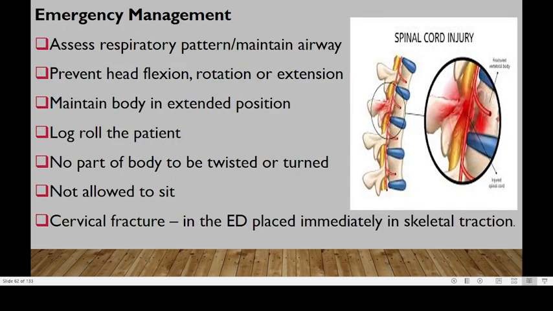Here you need to assess the respiratory pattern, prevent head flexion, rotation and extension, and maintain the body in an extended position. In case of movement, you log roll the patient, so no part of the body should be twisted or turned. The patient is not allowed to sit. A cervical fracture in the ED should be placed immediately in skeletal traction.